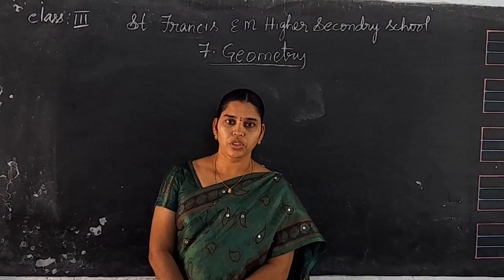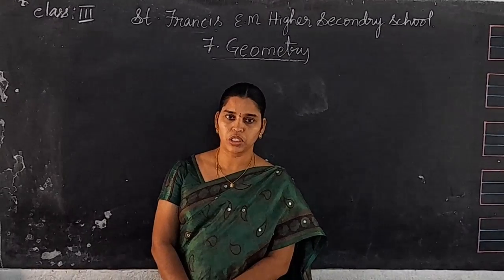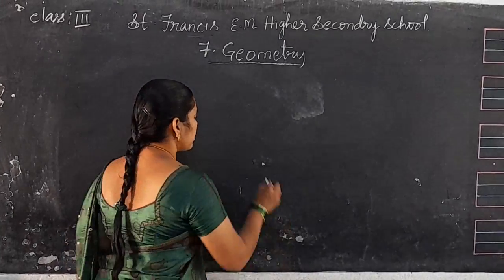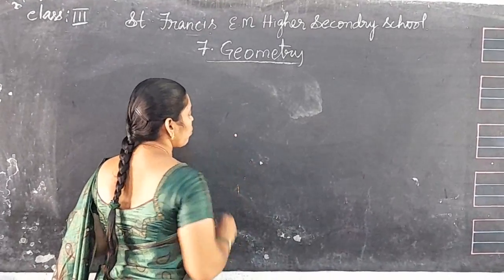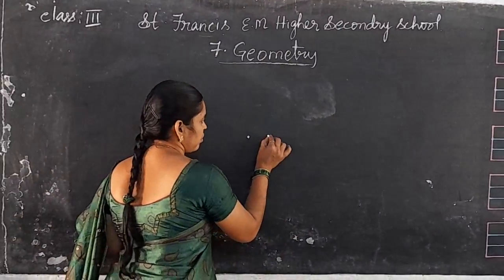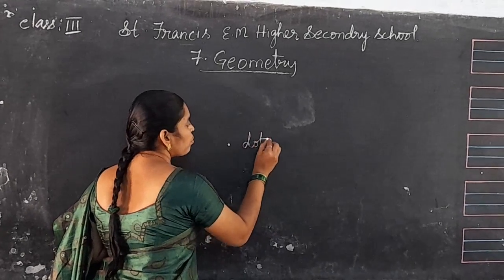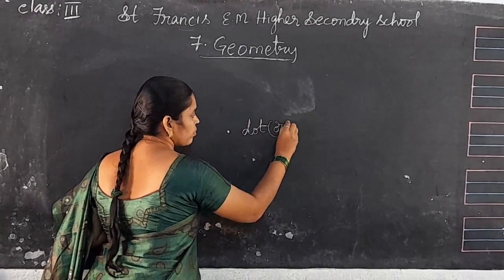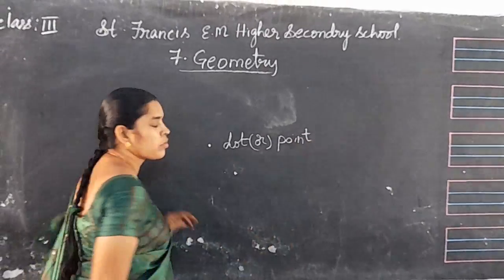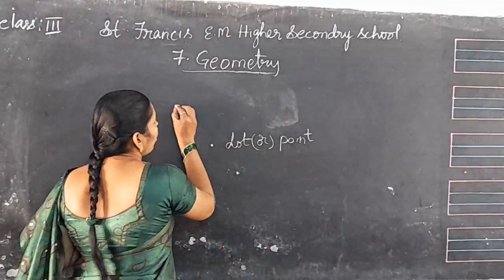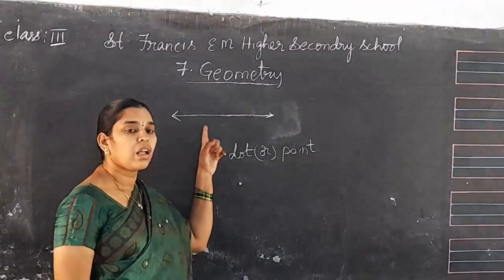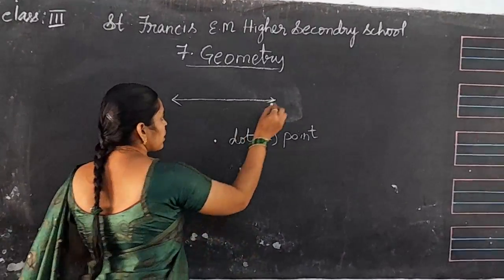Before starting the 7th chapter, I will ask some questions. Will you give the answer? What is this called? Dot or point. Right? Next one. What is this called? Line. This is a line.